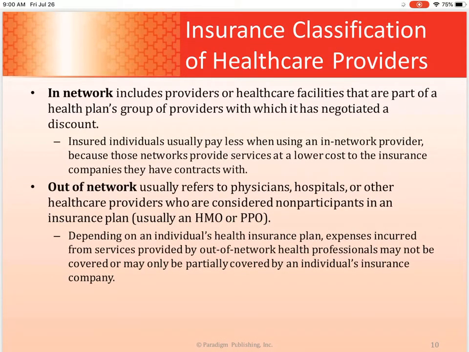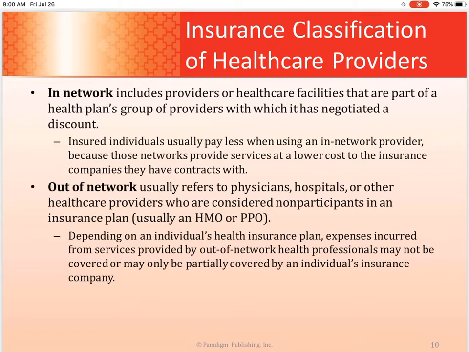So insurance coverage and cost are determined on the relationship of the insurance plan and the health providers. In this regard, health providers are separated into two categories. You have in-network and out-of-network. In-network includes providers or healthcare facilities that are part of a health plan's group of providers with which it has negotiated a discount. Insured individuals usually pay less when using an in-network provider because those network providers provide services at a lower cost to the insurance companies that they have contracts with.